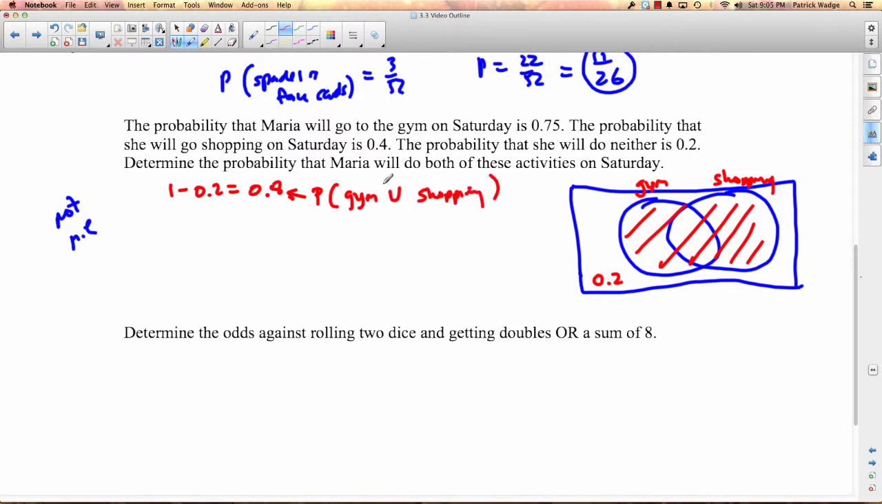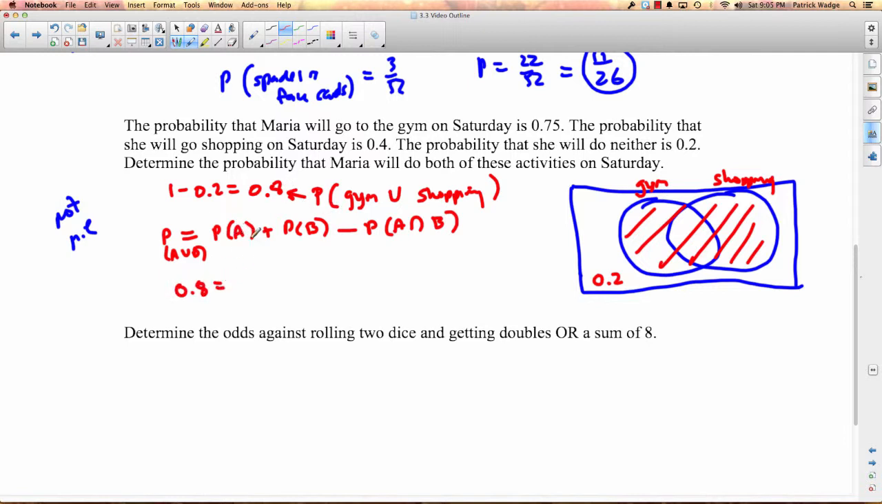So the union. And remember, our formula for the union is the probability of A plus the probability of B minus the probability of A and B. I guess I should have written here, A union B. And we know that amount. That amount is 0.8.